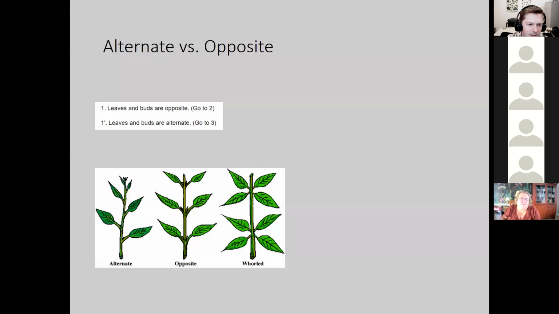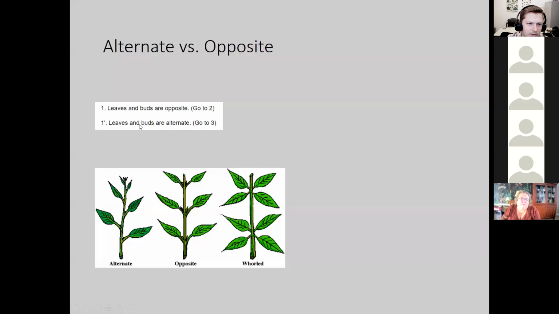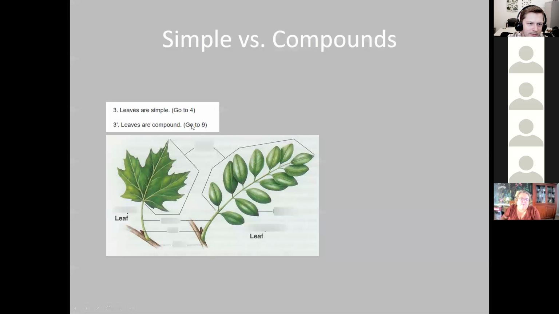So let's just go with alternate for now. Leaves are simple, or leaves are compound, and alternate will take you to step 3. Let's say, for example, that this is the leaf we're looking at right now. So the leaves are simple, and we go to step 4. This is the compound leaf. This is the simple leaf.